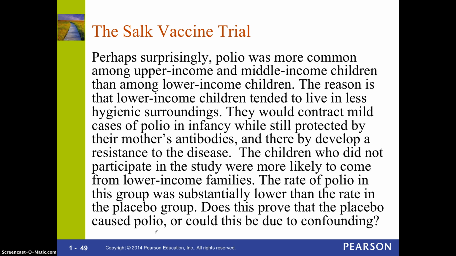Okay, so they also kept track of those patients who didn't get either treatment. It says, perhaps surprisingly, polio was more common among upper income and middle income children than among lower income children. The reason is that lower income children tend to live in less hygienic surroundings. They would contract mild cases of polio in infancy while still protected by their mother's antibodies, and thereby develop a resistance to this disease. So the children who did not participate in the study were more likely to come from lower income families. And the rate of polio in this group was substantially lower than the rate of the placebo group.